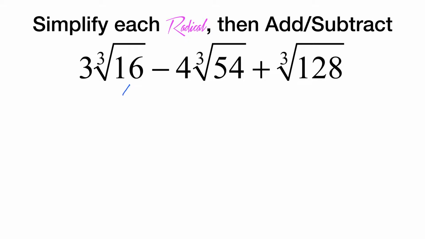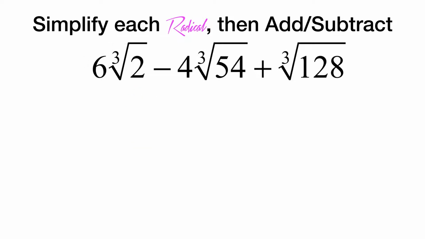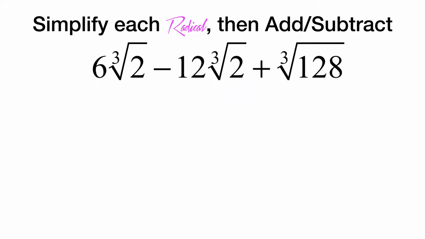Cube root of 16. Well, 16 is 2 times 8. And I actually know the cube root of 8. The cube root of 8 is, in fact, 2. 3 times 2 is 6. So now let's try 54. 54 is 2 times 27. And I actually know the cube root of 27. It is 3. So 3 times 4 is 12. So now we have 6 minus 12.